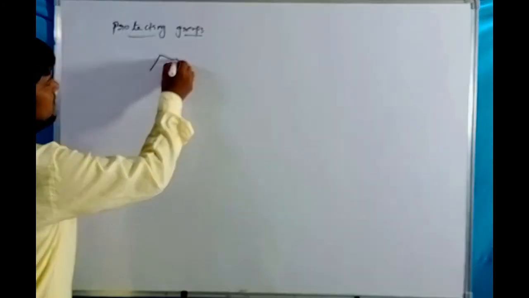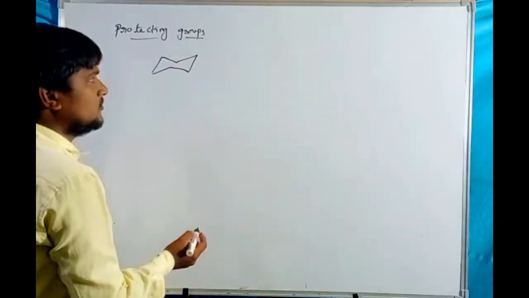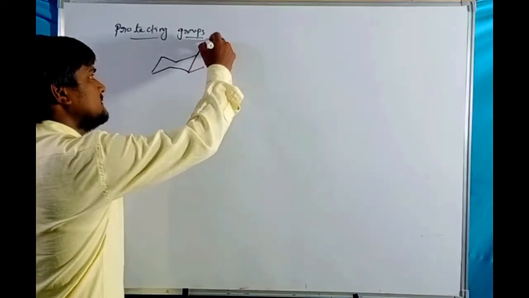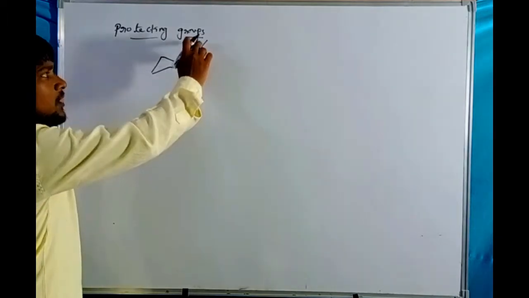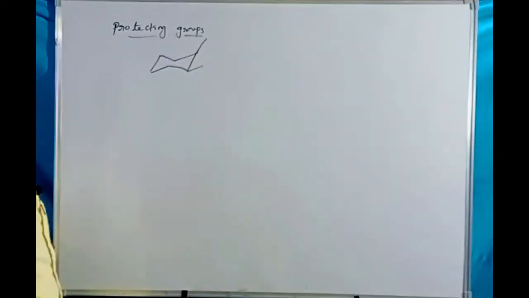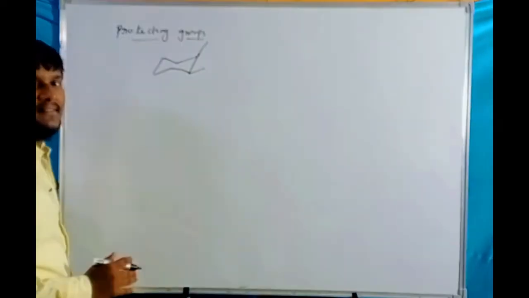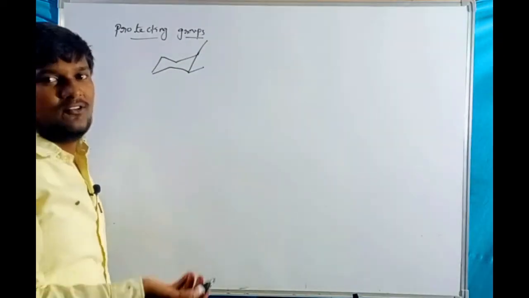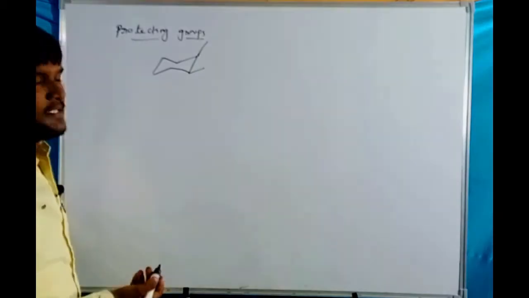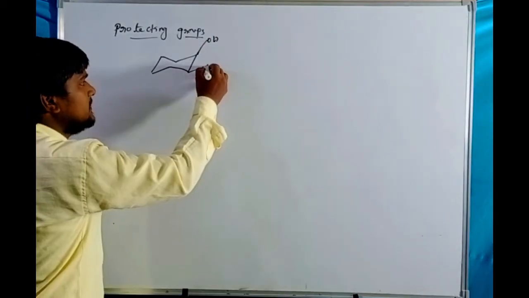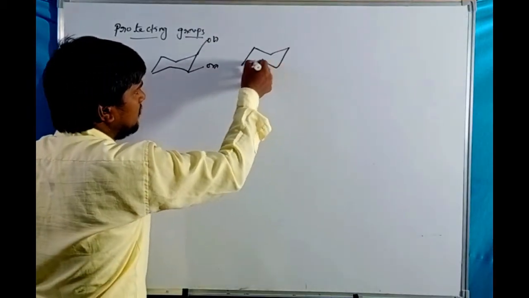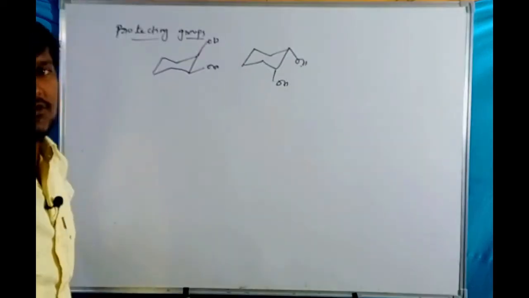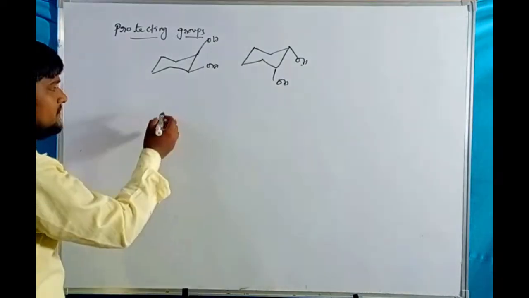Now here this is the compound. In vicinal diols, here it is above the plane and here it is above the plane. That is, this is the equatorial position and this is the axial position. Both are above the plane, so those are cis compounds. Adjacent positions are vicinal; the same position is geminal. So OH like this, or OH like this, these two types are called cis compounds, in the cyclic forms.